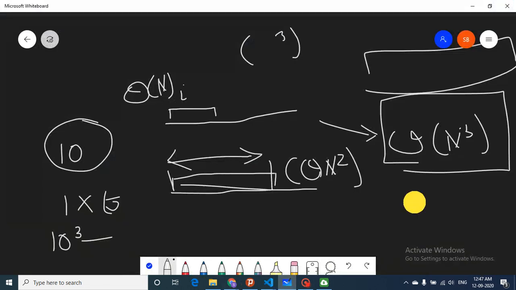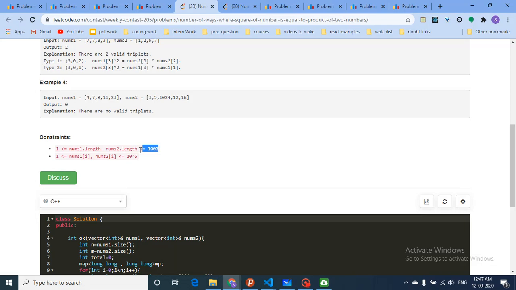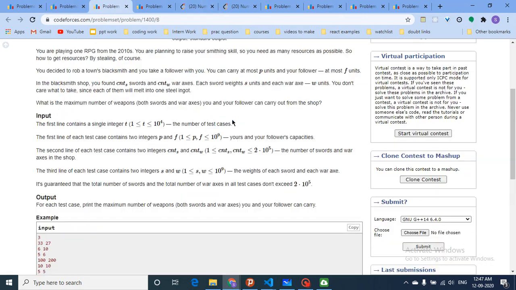So now if you take 1000 to the power 3, it will become 10 to the power 9, and you cannot do this in 1 second. But if it is n square, then it can be done in 1 second. So this is one good point. You can observe that whenever the constraints are up to 1000, the question is about to ask you to do it in n square, as you have seen in this question also. The smaller the constraints, the more brute force way you can do.